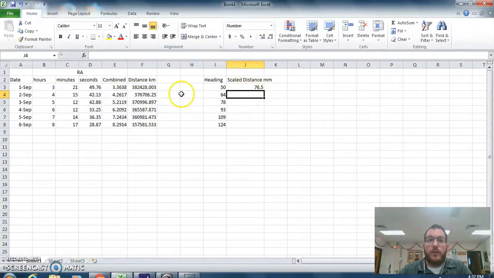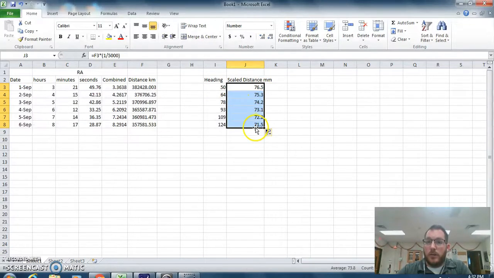So for this very first one, I'm going to go at a heading of 50 degrees and go out a distance of 76.5 millimeters. And if I double click on that, it takes it all the way down. Notice how the distances are getting shorter. That means the moon's actually getting closer. That also means that the moon is not in a circular orbit. It's in a little bit of an elliptical orbit. It doesn't fluctuate too much, but it does fluctuate a little bit.